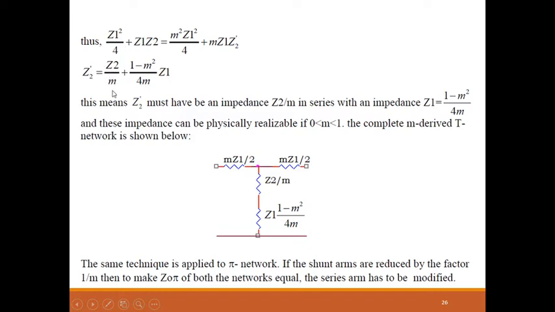See here, while we are comparing with the previous expression, we can find it easily. Z2 dash must have an equivalent impedance, that is Z2 by M, in series with the impedance Z1 into 1 minus M square by 4M. And this impedance is physically realizable if M is greater than 0 and less than 1.